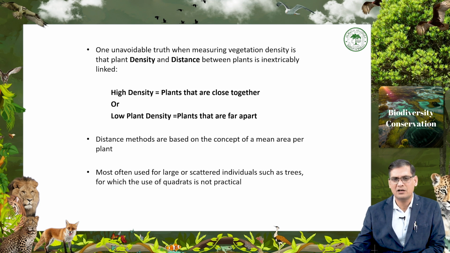Distance measure methods, or the plotless methods, are based on the concept of a mean area per plant, or the mean area covered by each plant. These methods are most often used for large or scattered individuals such as trees, for which the use of a quadrat is not practical and feasible, or for habitats where making a quadrat is difficult. Now we will learn about some widely used plotless techniques for vegetation sampling.